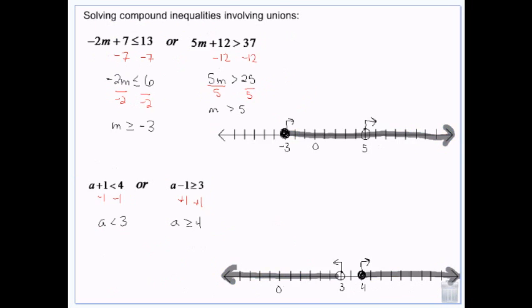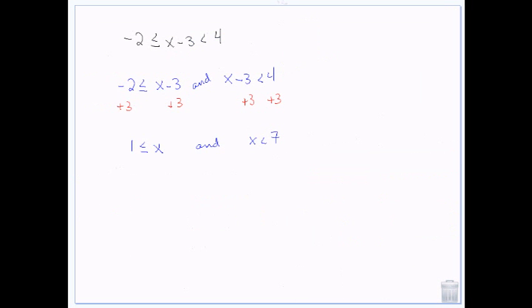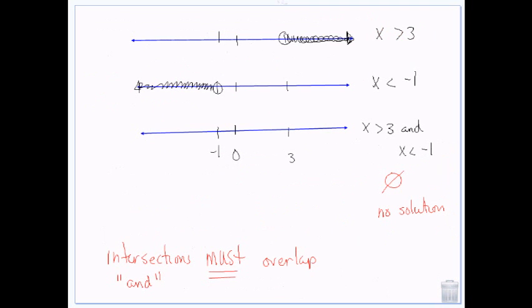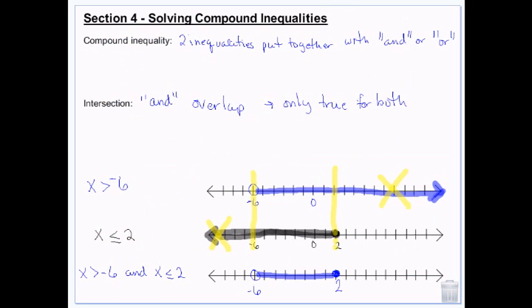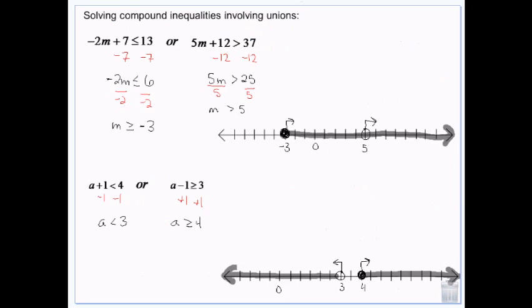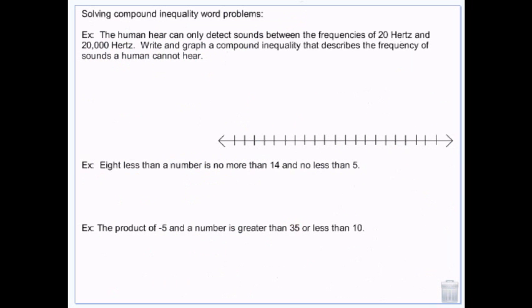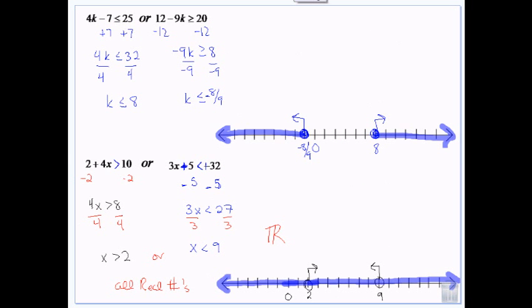So when you have intersections, where you have no overlap, you have no solutions when they're facing opposite directions. And then when you have unions, and they end up facing in opposite directions towards each other, you get everything.